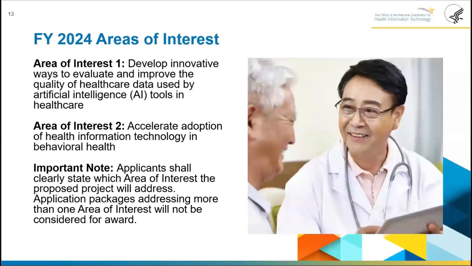The following are the areas of interest for the 2024 SEN, which Tavon had mentioned earlier as well. Area of interest 1 will focus on developing innovative ways to evaluate and improve the quality of healthcare data used by AI tools in healthcare. Area of interest 2 will focus on accelerating adoption of health information technology in behavioral health. Please note that applicants should clearly indicate which area of interest they are applying for in their application. You can do this in the project abstract or the project narrative. Application packages addressing more than one area of interest will not be considered for award.